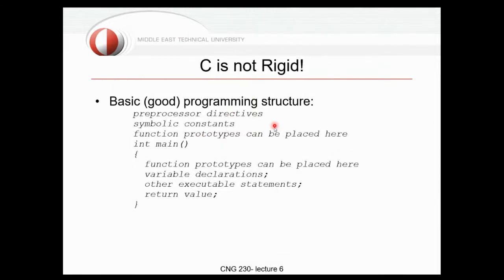Right here, we show that C is not always rigid. It's flexible from time to time. For example, if you use the function prototype inside the main function, it's okay, or you can use it before that. It's better basically to do it inside the main function, because you may get confused by the things that you used before that. We want to use some global variables there, and we will show you also in the last example why they are important.